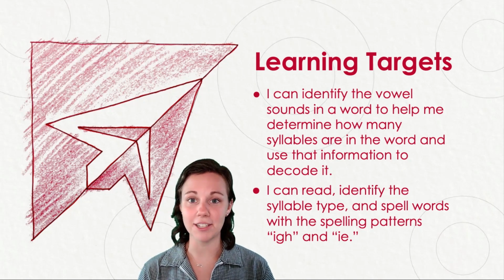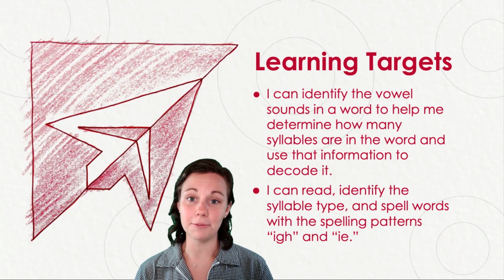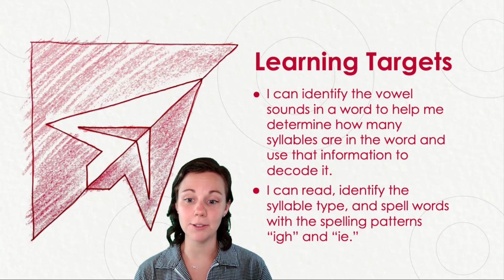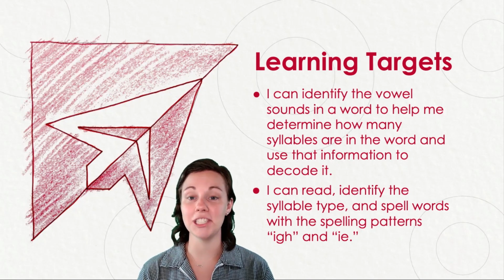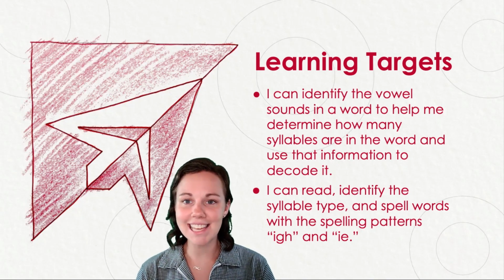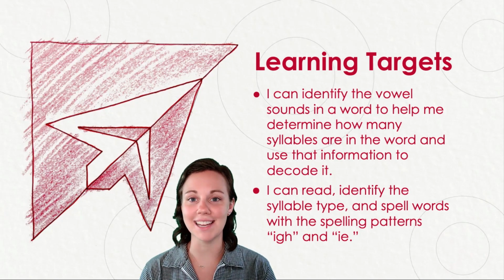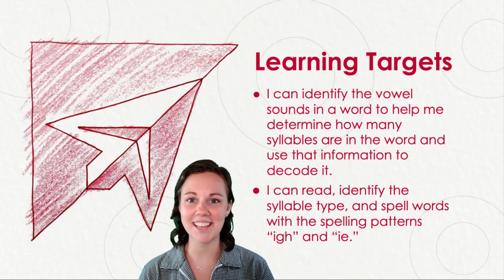The second learning target says, I can read, identify the syllable type, and spell words with the spelling pattern IGH and IE. Those are our two new spelling patterns that we'll be working on in Cycle 4. I can't wait to see you make progress with them.